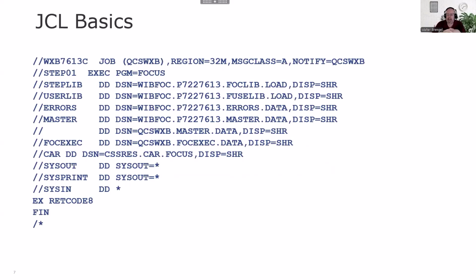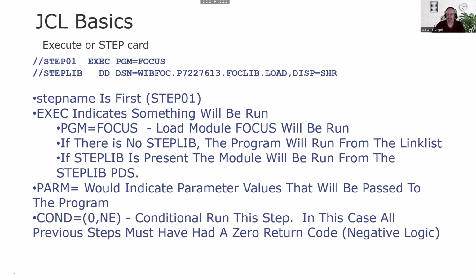So here's another example JCL, and this is to run Focus. Notice step 1, EXEC PGM=FOCUS. I've got STEPLIB, USERLIB, so let's go through what all these do. So the execute or step card is the STEP01 EXEC, and then the program that you're executing. Notice I have a STEPLIB underneath it, which basically says you're going to look for the program FOCUS in this particular load library.